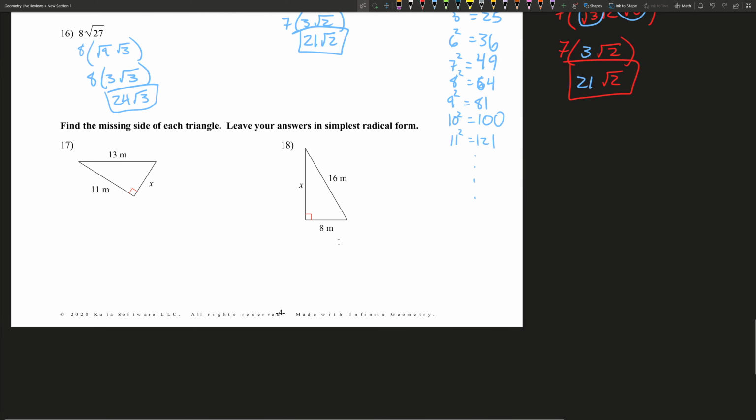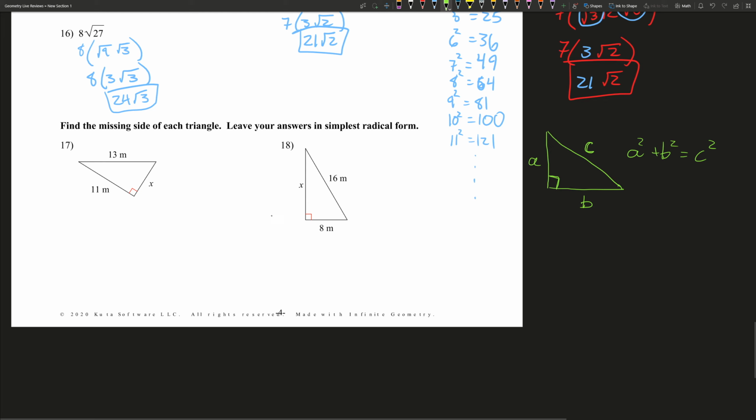So let's go to 17 and 18. Before I do that, the Pythagorean Theorem. For any right triangle, provided it is a right triangle, the two sides adjacent to the right angle are A and B, and the hypotenuse, the longest side, is C. If you have this, then A squared plus B squared is equal to C squared. Okay, that's what you need to know for 17 and 18.